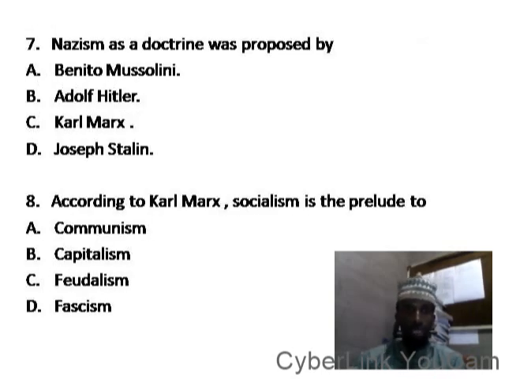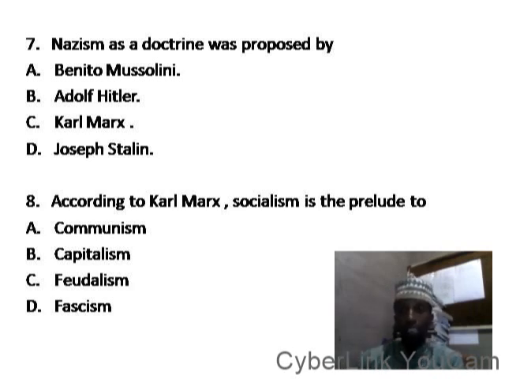Number 7, Nazism as a doctrine was proposed by A. Benito Mussolini, B. Adolf Hitler, C. Karl Marx, D. Joseph Stalin. I've said it earlier that Nazism is associated with Adolf Hitler, while fascism is associated with Benito Mussolini. And I said the two are good examples of totalitarianism and authoritarianism. So the correct answer to the question is option B, which is Adolf Hitler.